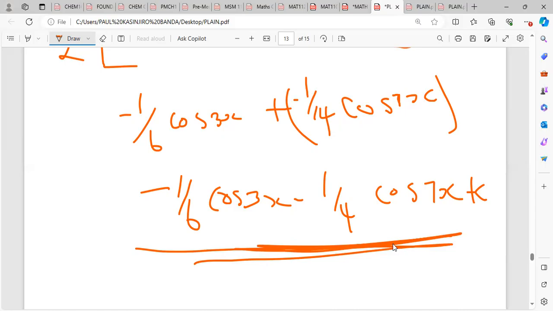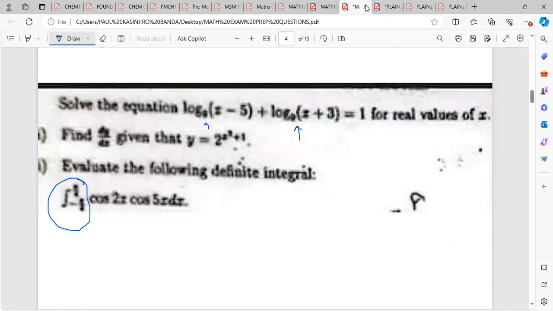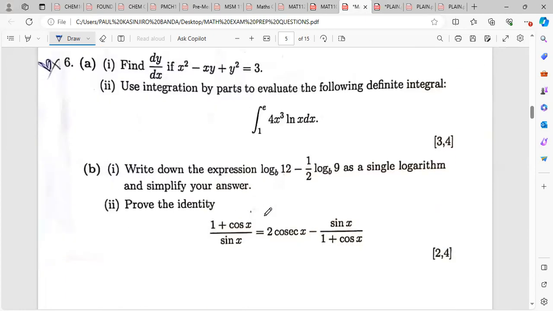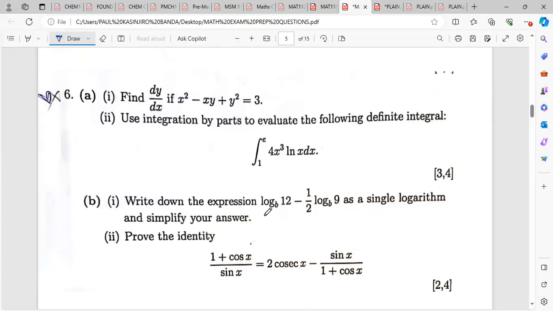Okay, so let's continue. Where are the questions? We've solved this, so we move to the next. Let's solve these questions. How do we solve those questions now?